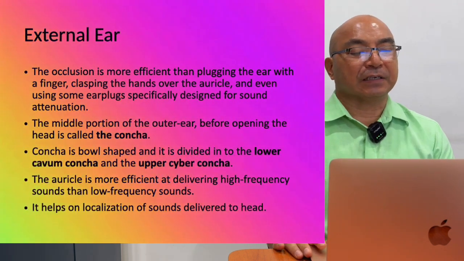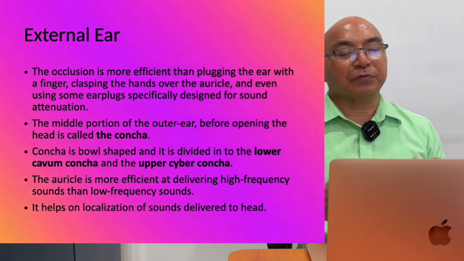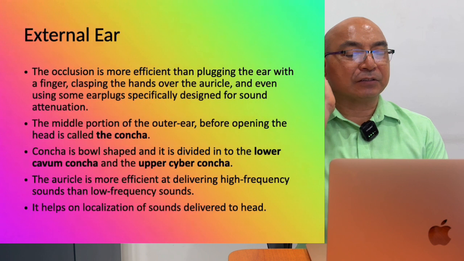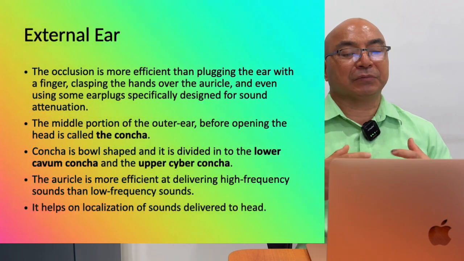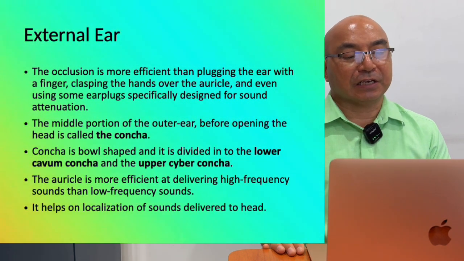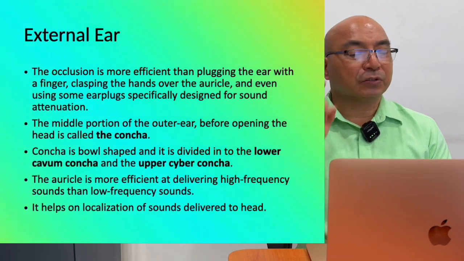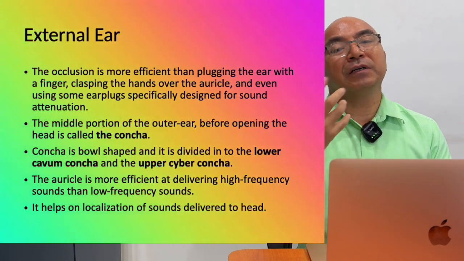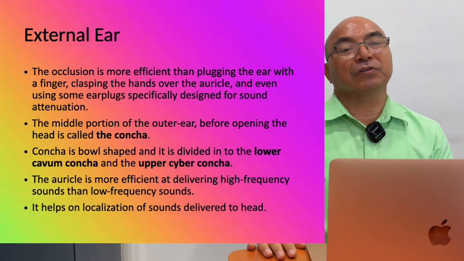To the external canal, the occlusion is more efficient than plugging the ear with a finger, clasping hands over the auricle, or even using earplugs specifically designed for sound attenuation. So just pressing the tragus over the auditory meatus blocks the sound.